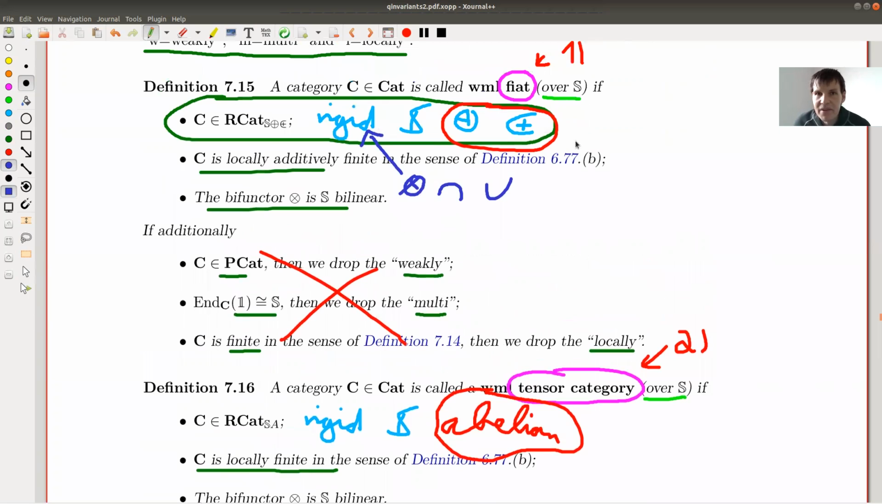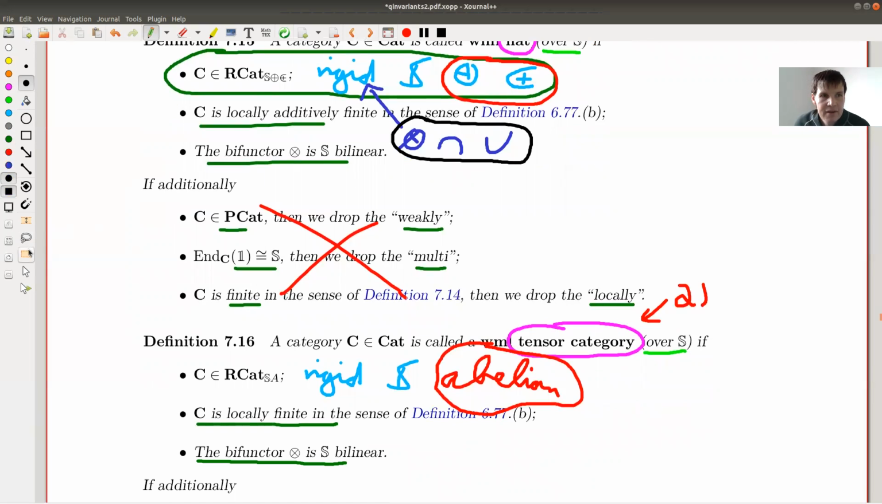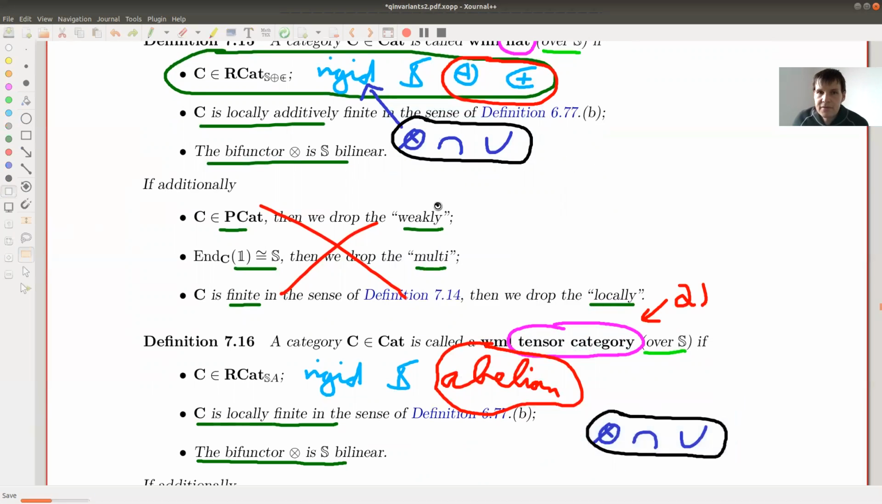You already have to remember that I have a difference between fiat and tensor, and the difference is additive or idempotent complete versus abelian. But both of them have dualities and tensor products. So here I also have dualities and tensor products. So let me just copy it down. Okay, so that's the difference.